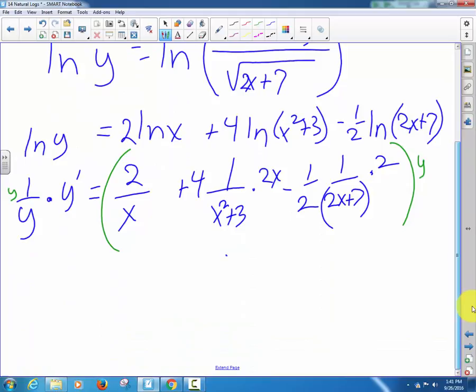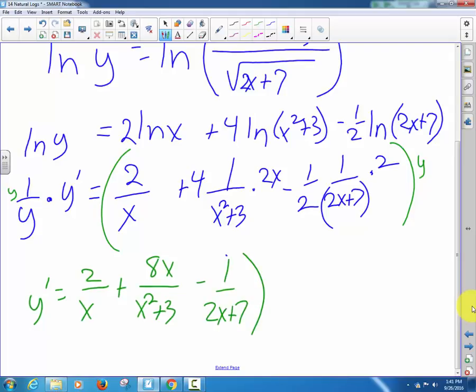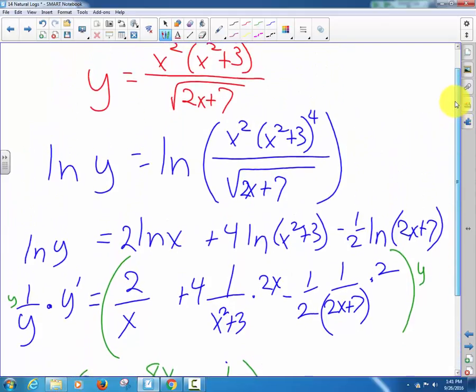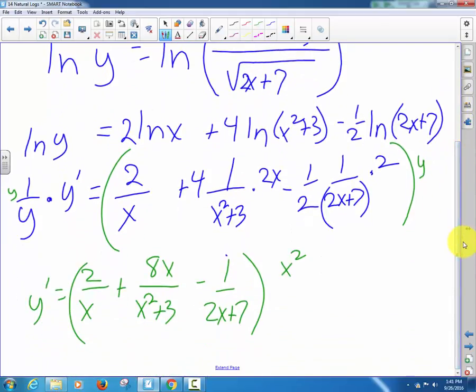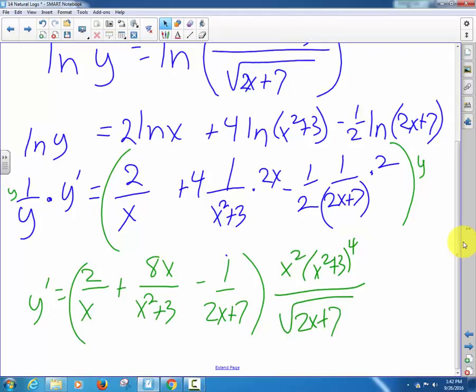So I'm not about to tell you that it's easy, but suddenly we've got 8x over x squared plus 3 minus 1 over 2x plus 7, all times this original thing up here, x squared plus 3 to the 4th over the square root of 2x plus 7. Now, I'm not saying by a long shot it's easy, but I promise you it's easier than taking the derivative of the first thing we had. And it's the same answer in the end.